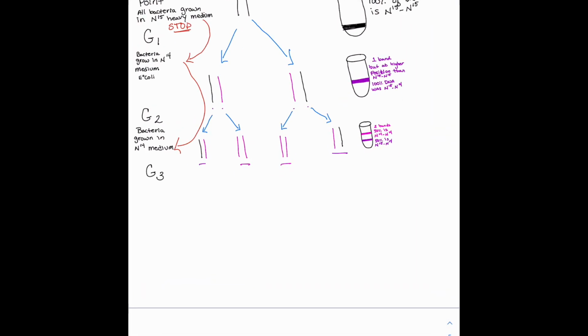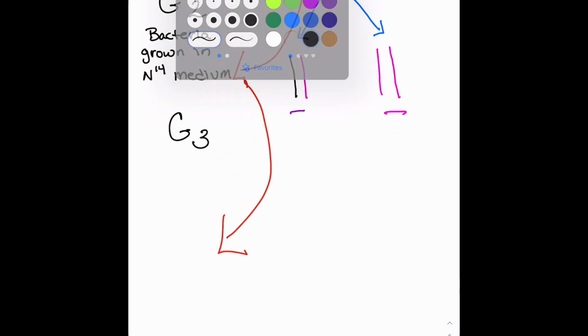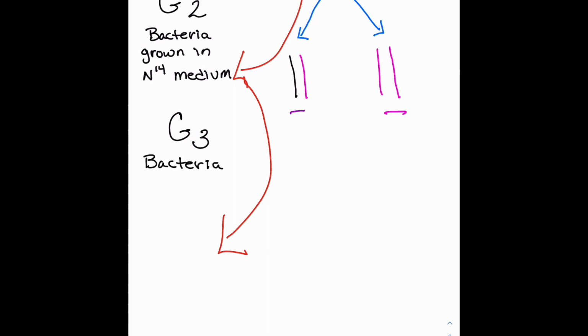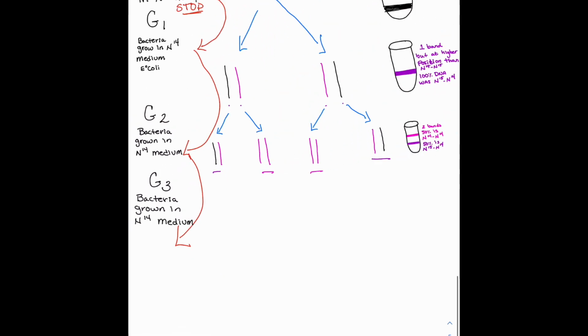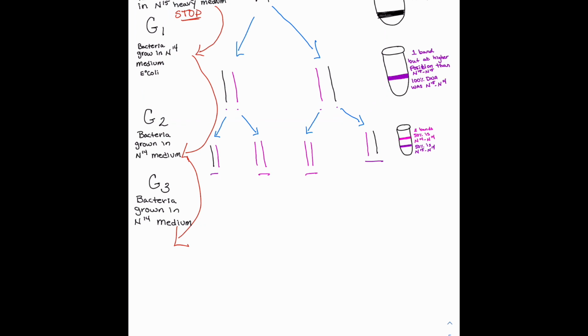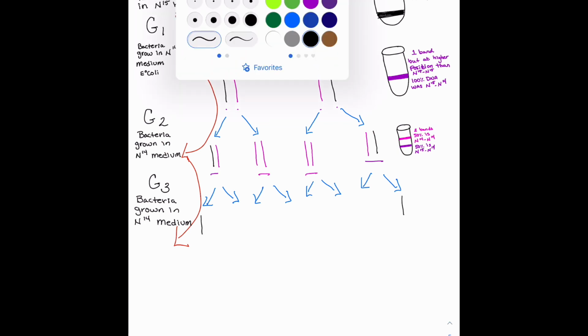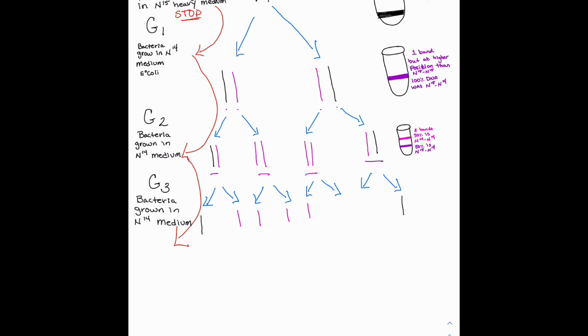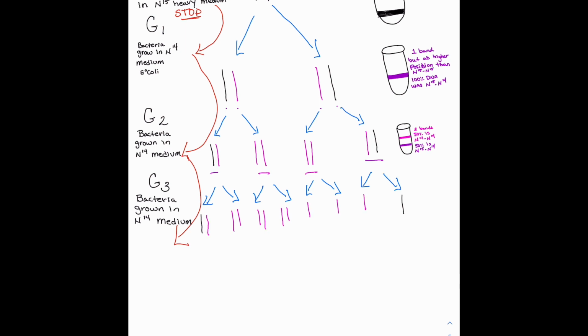So then they grew it one more time, and they grew it in non-heavy media. So let's do this again. So when we look here, and we draw out our parent strands, what we see is we have one parent strand within 15, and then all the other parent strands are going to be in 14, and then the newly synthesized strand is also in 14.